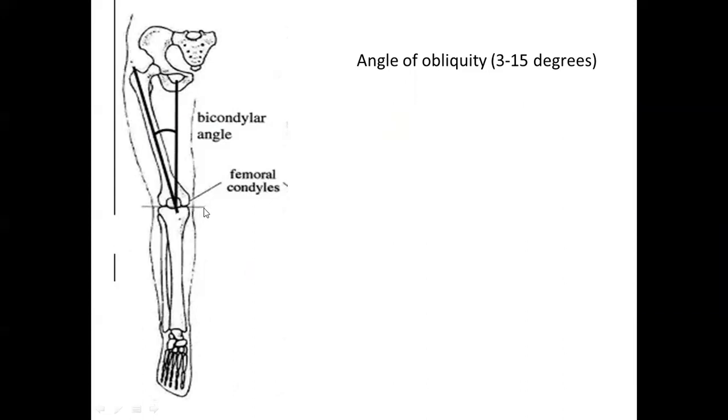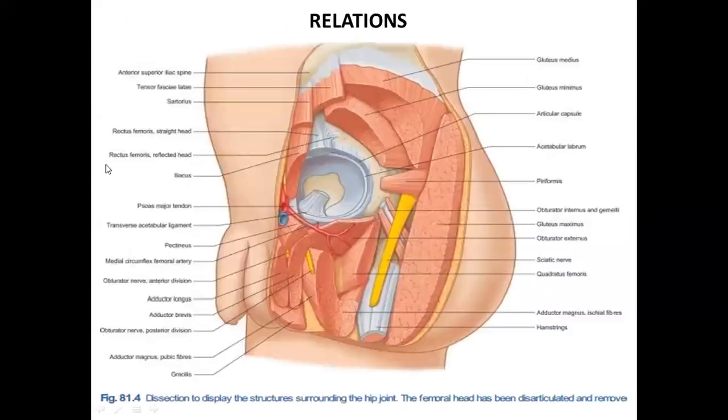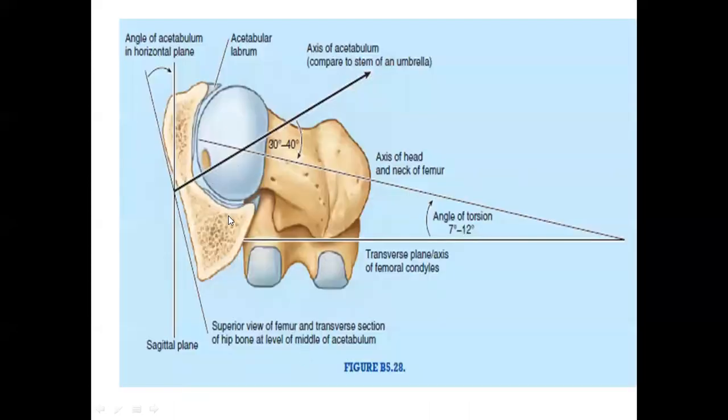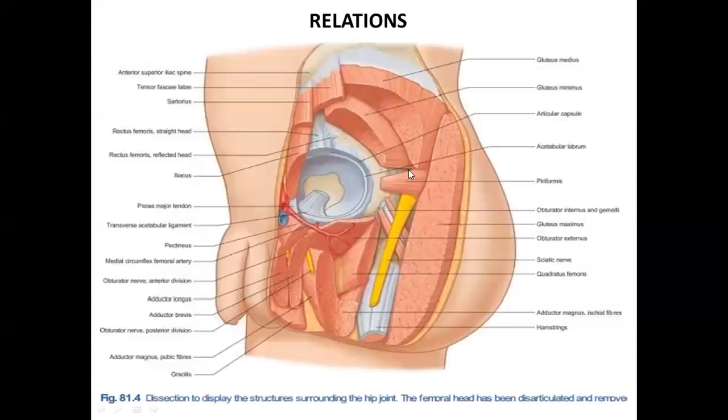to a line passing through the femoral condyles. So this is a line passing through the femoral condyles. If we take a perpendicular line from here and take the long axis of the femur, the angle between them is the angle of obliquity, okay? So you should know three angles: the neck shaft angle, the angle of torsion, and the angle of obliquity.